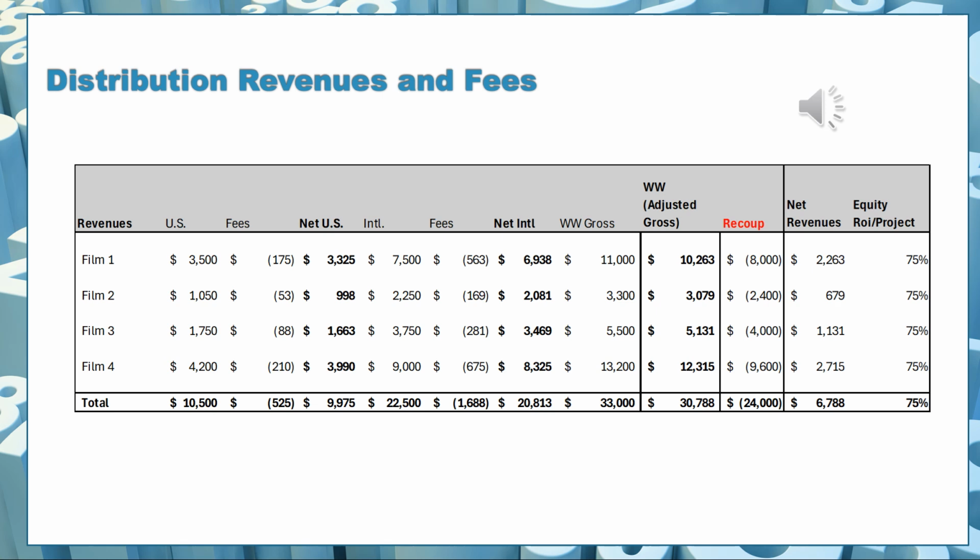So for film 2, we have $1,050,000 from the US, net $989,000 after the distribution fee was deducted. International is $2,250,000, and net after fees $2,081,000. The net adjusted gross for that film is $3,079,000, and we're recouping the 2.4 for the equity and the loan, not the premium yet, and generating $679,000.